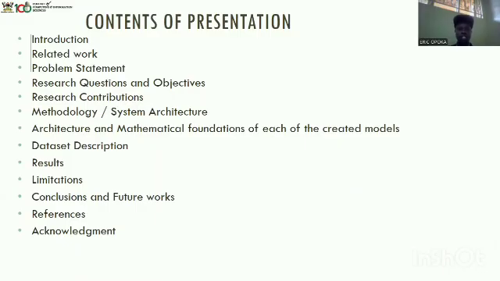So here we have the content of the presentation. We have introduction, related works, problem statement, research question and objectives, research contribution, methodology, system architecture, structure, and mathematical foundation of each creative model, data set description, results, limitations, conclusion, future work, references, and acknowledgement. Let's move on. We have the introduction.